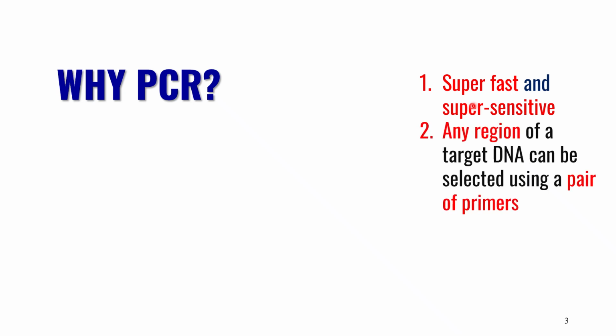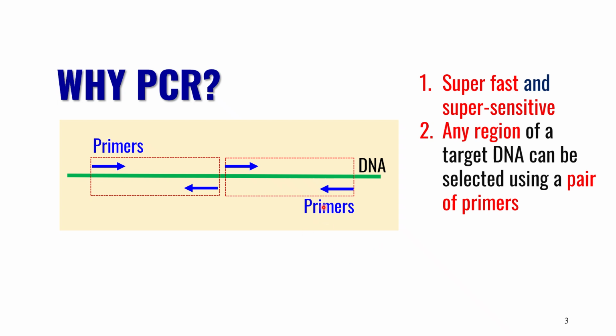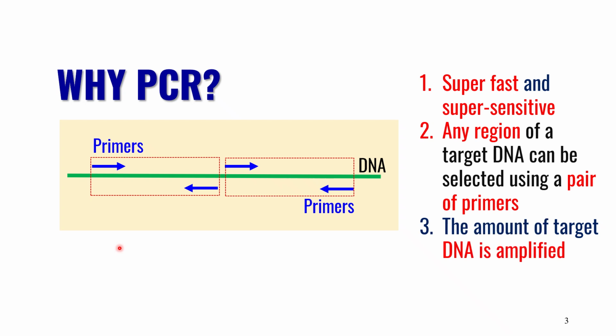The second reason is any region of a target DNA can be selected using a pair of primers to amplify. Therefore, it provides flexibility in operation, and this quality is especially important for the situation where the quality of sample isolated from tissues is compromised. So it means it increases the chances of success of the reaction. And the last one is the amount of target DNA is amplified so that the classical analytical technique can be used without any problem.